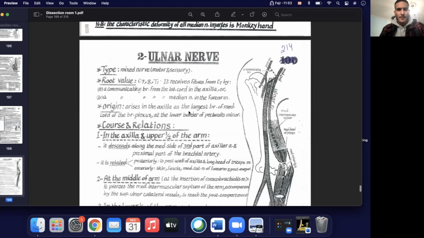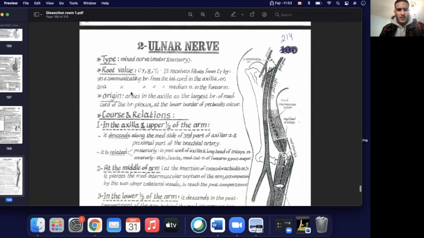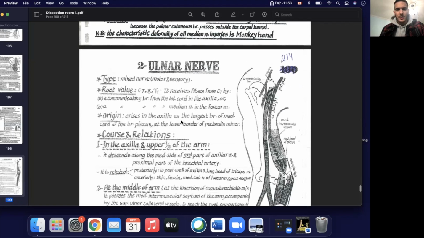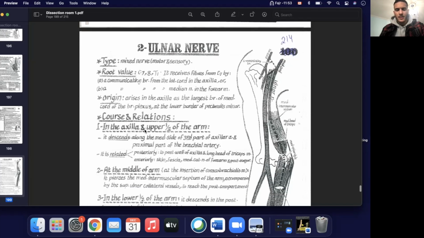Ulnar nerve, of course, it arises in the axilla as the largest branch of the medial cord of the brachial plexus.